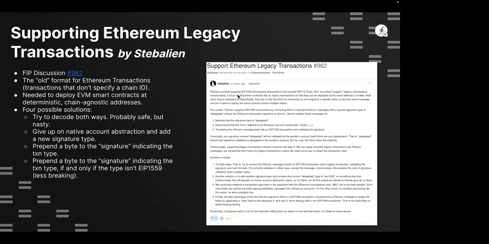Adding a new signature type would not prevent us from implementing actual proper account abstraction. It would just mean that we would forever have a native concept of an Ethereum account inside Filecoin, instead of being able to eventually use the account abstraction feature to implement it. That's the problem there, where it just means we have more native support. On the other hand, it is technically an option.